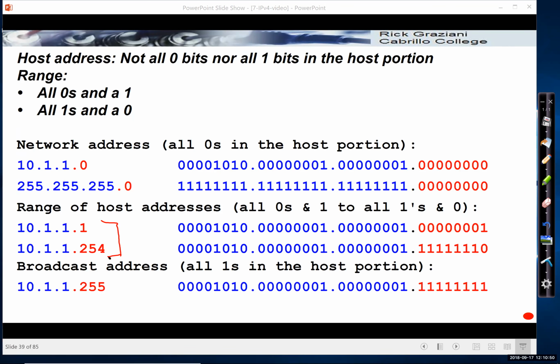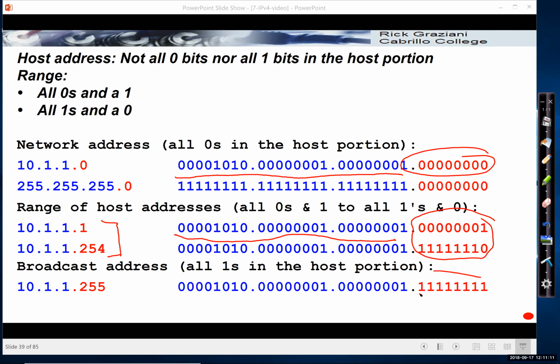Notice that the hosts will have the same network bits as the network address. That won't change. The only thing that changes is the host portion of that address. It can't have all zeros because that's our network address, and it can't have all ones because that's our broadcast. But anything in between, in this case .1 to .254, can be assigned to a device.